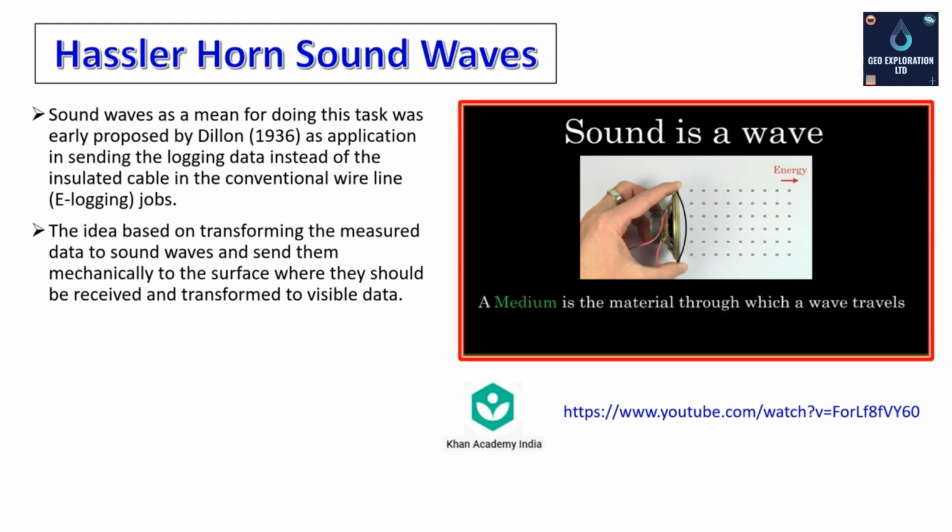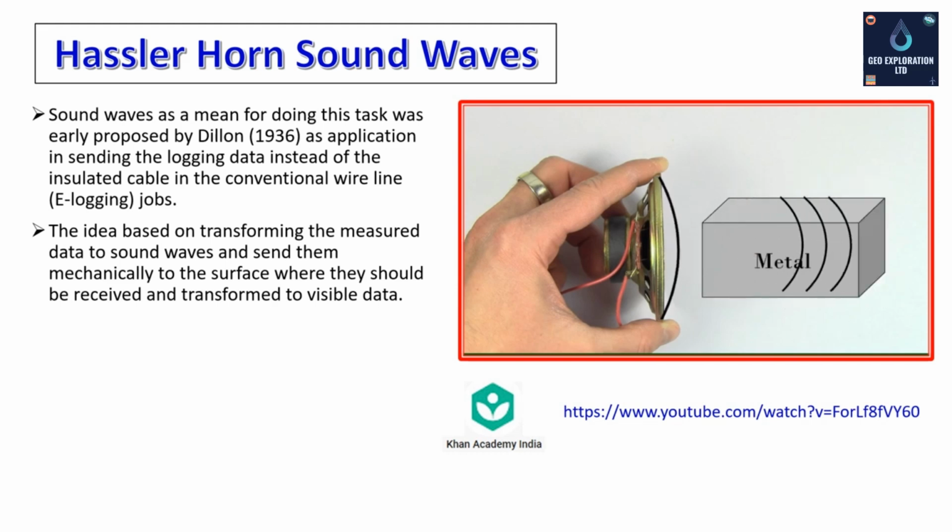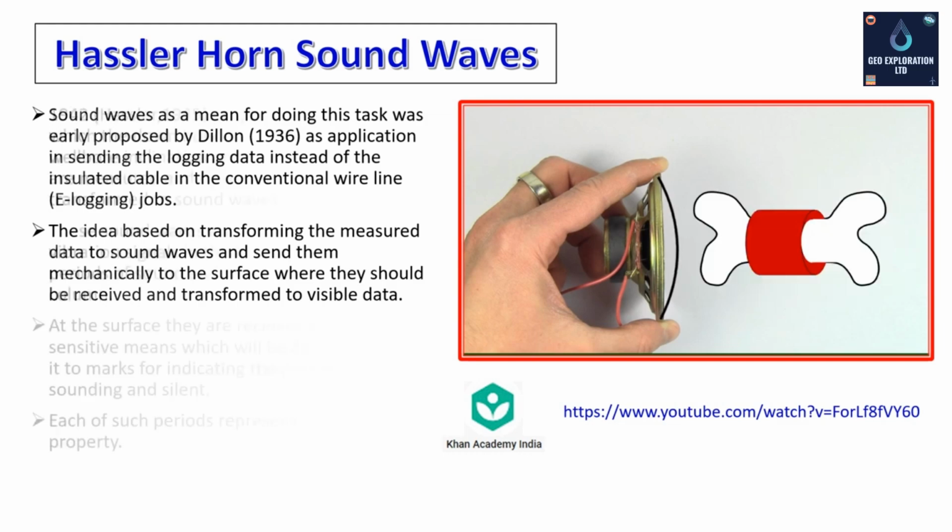Medium is a fancy word for the material or substance through which a wave is traveling. Air is typically the medium for situations involving sound waves, but sound waves can travel through all kinds of different materials, like water, metal, or even human flesh and bone.